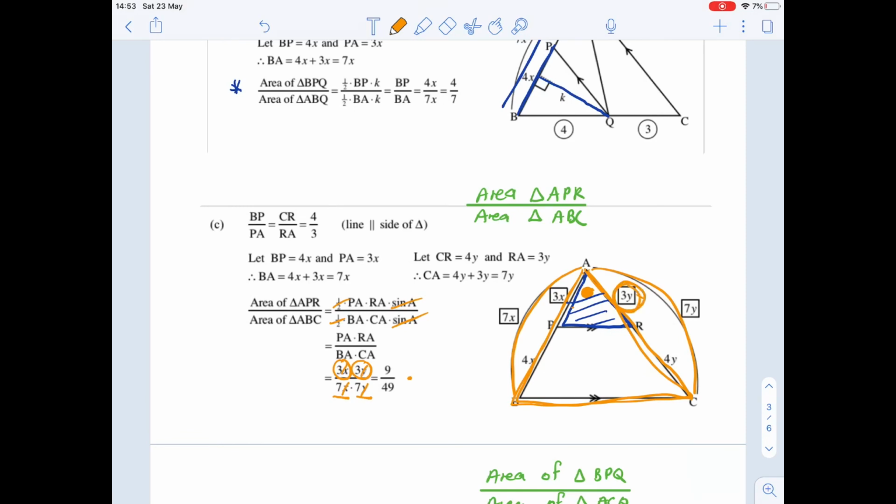Okay, so if you can have a look at that, it really helps if you put the 3y and the 7y and the 3x and the 7x in place. Then when it comes to this line here, you just look at the sketch and you replace it with the 3x's and the 7x's, etc.